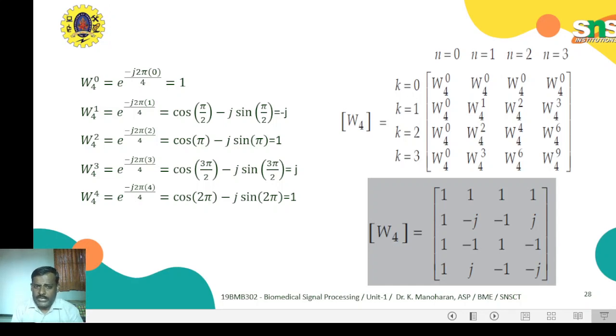If we go for an 8-point DFT, we need to calculate W8. If we want to go for a 16-point, we go for W16. So we need to calculate different values for the k value and n value. Once we construct it, we can directly use this matrix to multiply and get the answer.